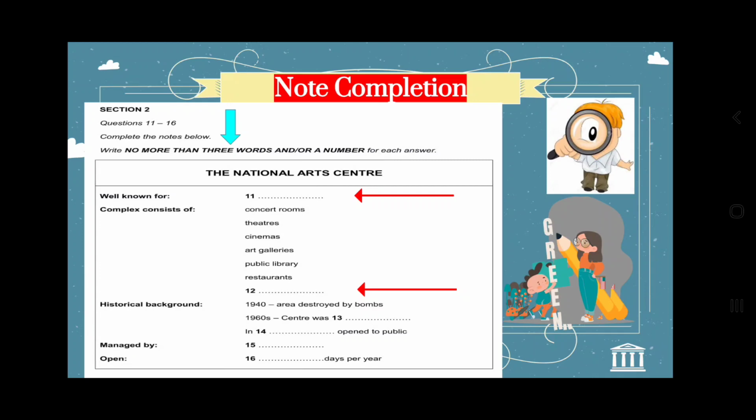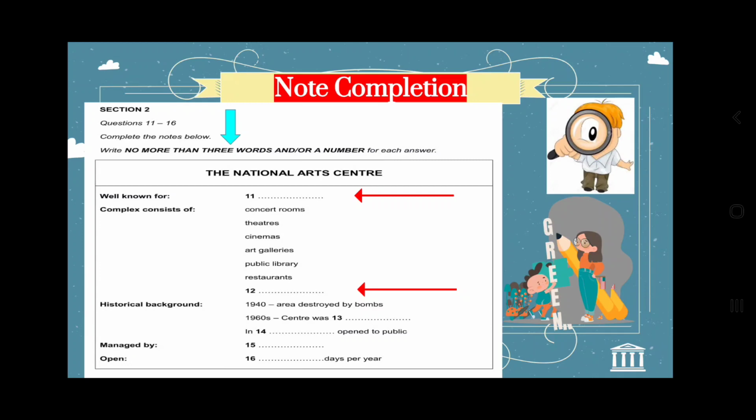And for question number 12, again, we see that we need a noun, and it should be something like the other amenities or facilities that the centre offers, like concert rooms, theaters, cinemas, art galleries. So you can use the other items to make more potential and much better guesses. Number 12 would be something like those. And then look at number 13.